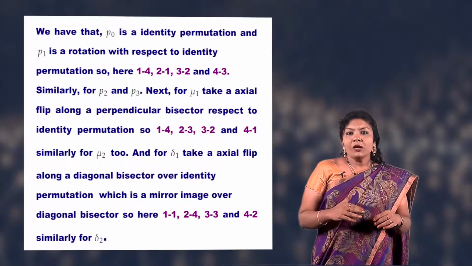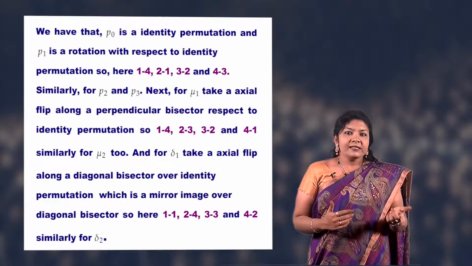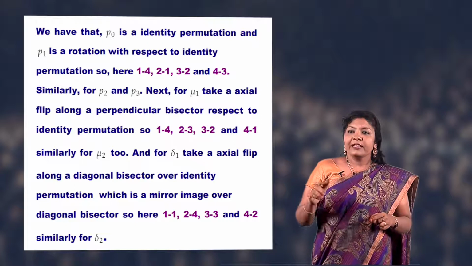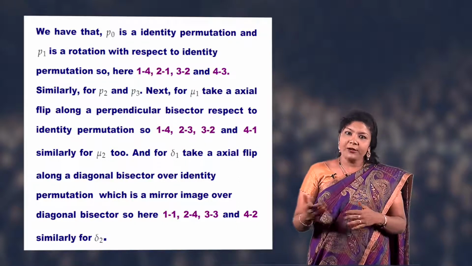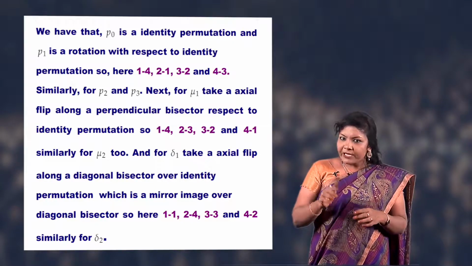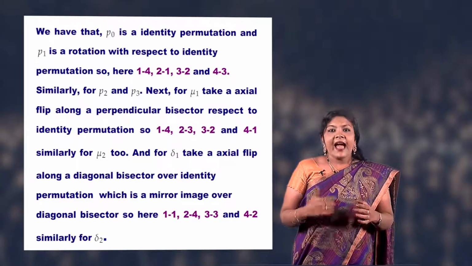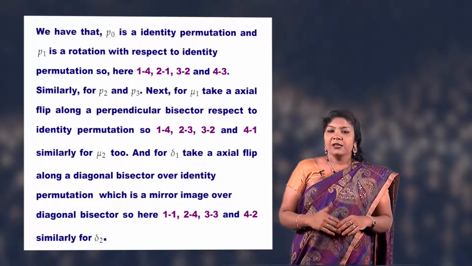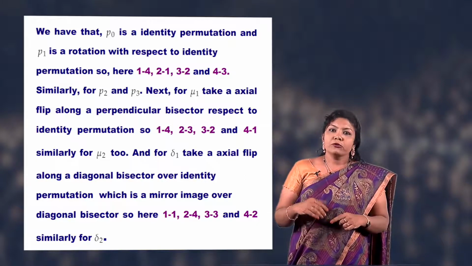We have that rho 0 is the identity permutation and rho 1 is a rotation with respect to the identity permutation. So, here 1 goes to 4, 2 goes to 1, 3 goes to 2 and 4 goes to 3. Similarly, for rho 2 and rho 3. Next, for mu1, take an axial flip along a perpendicular bisector with respect to the identity permutation. So, 1 goes to 4, 2 goes to 3, 3 goes to 2 and 4 goes to 1.